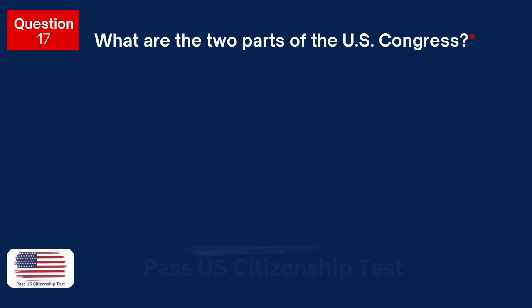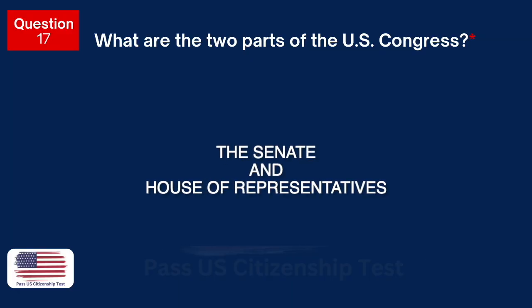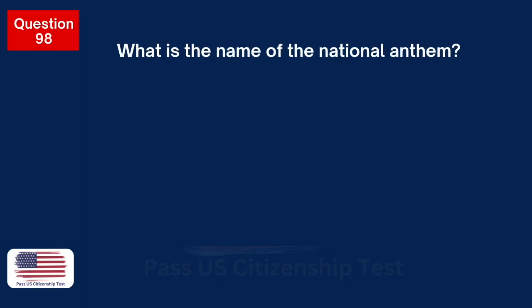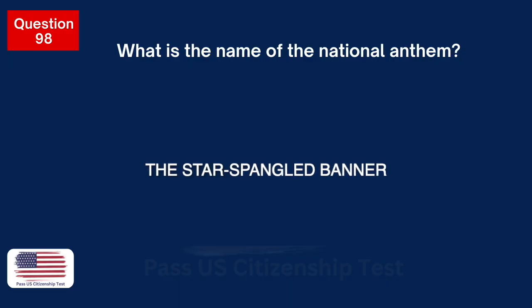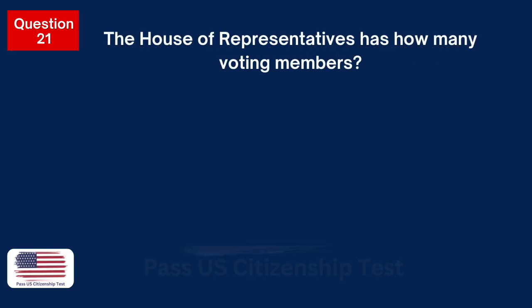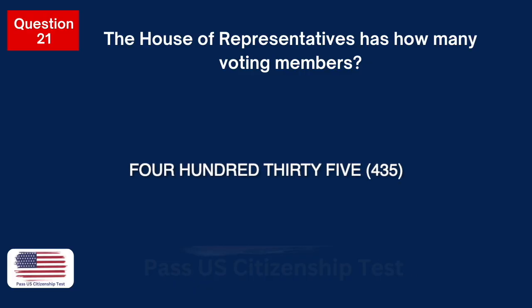What are the 2 parts of the U.S. Congress? The Senate and House of Representatives. What is the name of the national anthem? The Star-Spangled Banner. The House of Representatives has how many voting members? 435.